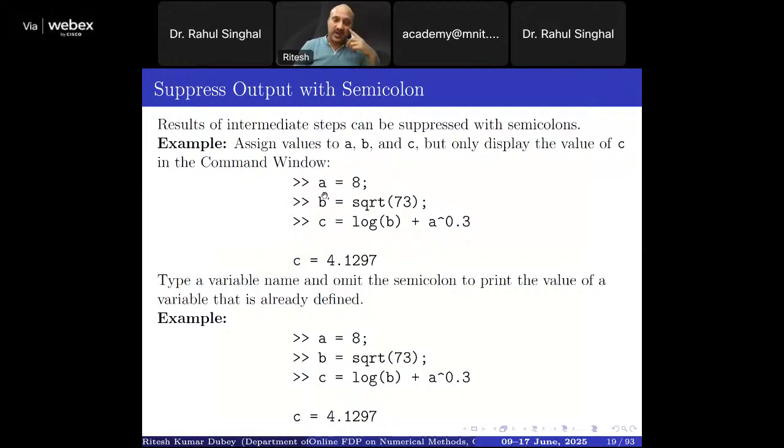In this case, for example, I am defining variable a equal to 8, and then I'm using the inbuilt function sqrt, square root of 73, and I have used a semicolon to suppress the output. Then I'm defining c equal to log b plus a power 0.3, and I'm not putting a semicolon. So only the output of c will pop up in the command window.